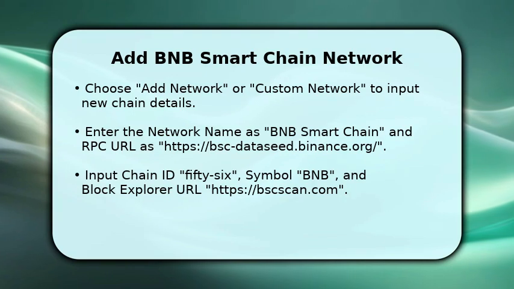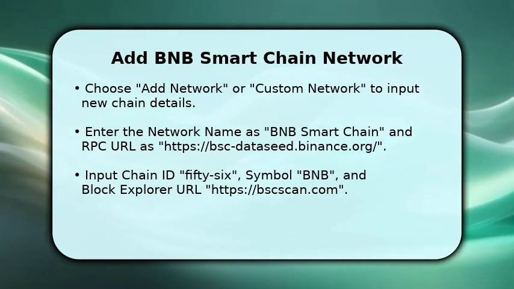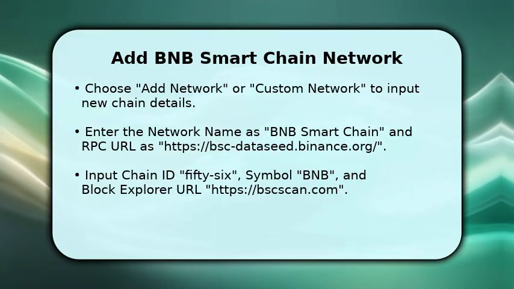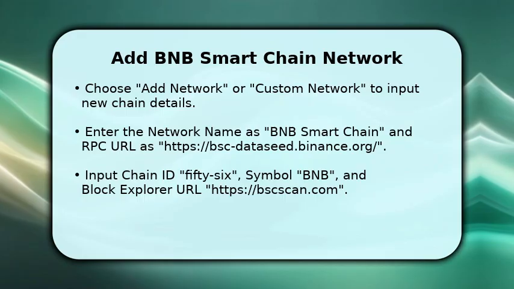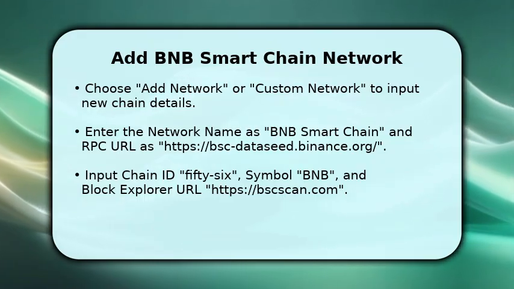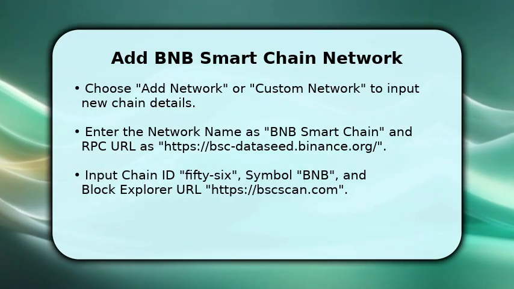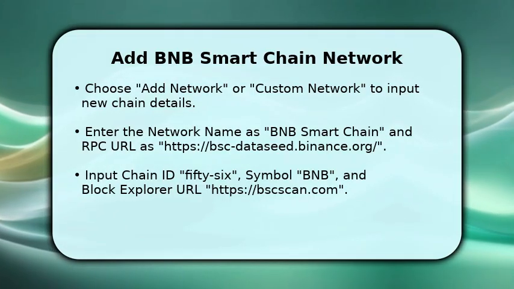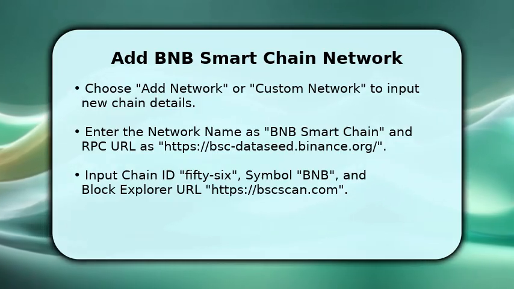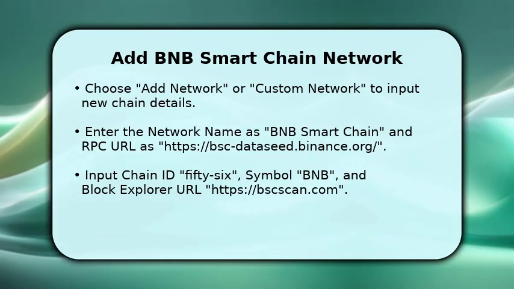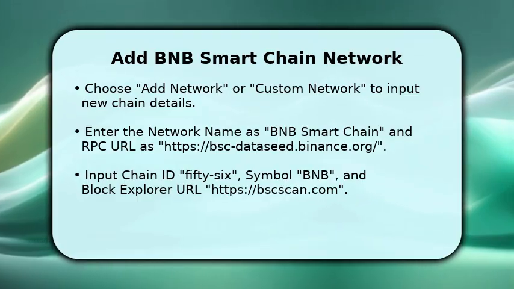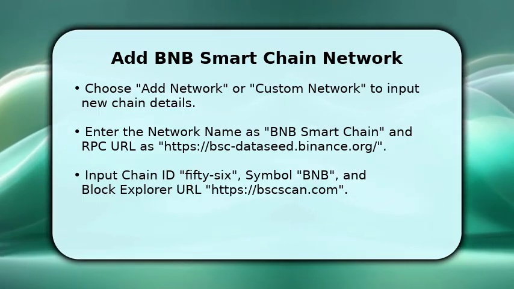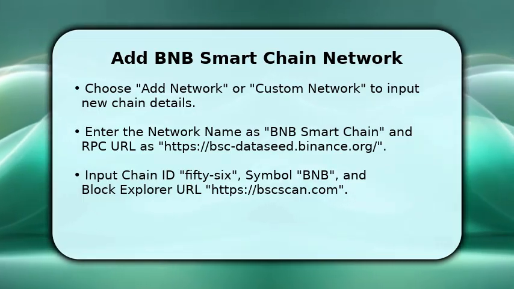Now let's add the BNB Smart Chain. Select Add Network or Custom Network and carefully input the required details. For the network name, type BNB Smart Chain. The RPC URL should be https://bsc.binance.org/. The chain ID is 56 and the currency symbol is BNB. Finally, set the block explorer URL to https://bscscan.com. Double-check these details for accuracy before saving.